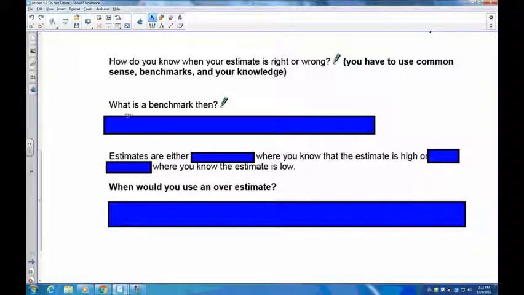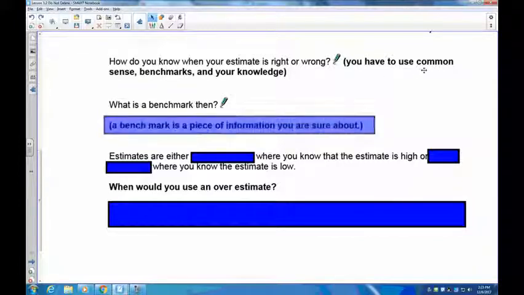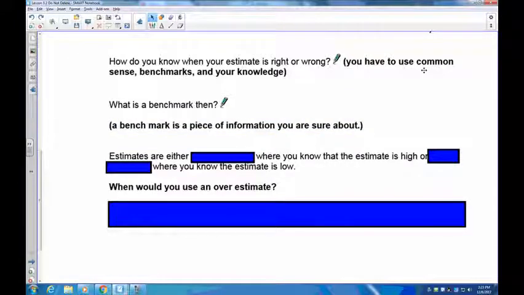So what is a benchmark? It says you have to use common sense and then a benchmark. Well, a benchmark is a piece of information that you are sure about. Okay, so for example, the distance from here to Killam being 10 kilometers, if you knew roughly that all the towns down the highway were 10 kilometers apart, that would be a piece of benchmark information that you have.